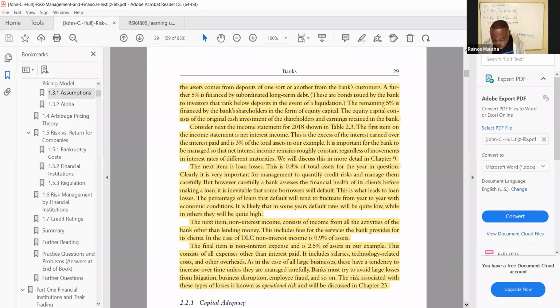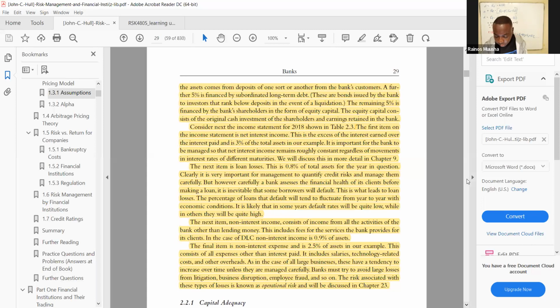As in the case of all large businesses, these have a tendency to increase over time unless they are managed carefully. So banks must try to avoid large losses from litigation, business disruption, employee fraud, and so on. The risk associated with these types of losses is known as operational risk and will be discussed in chapter 23, which we're not going to be discussing. We're not going to be covering this.